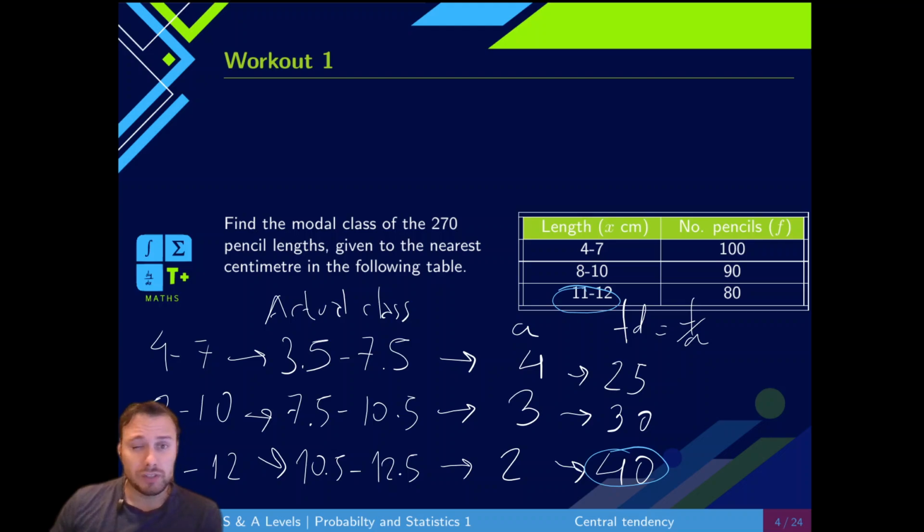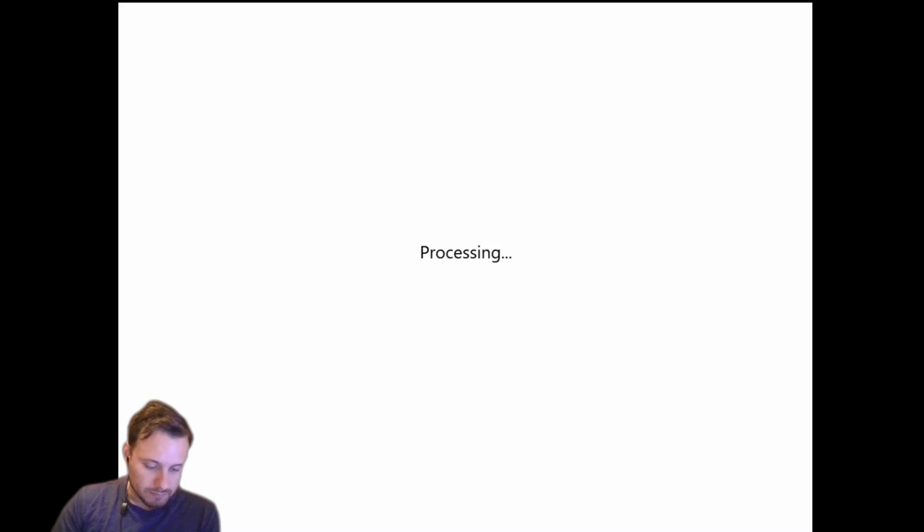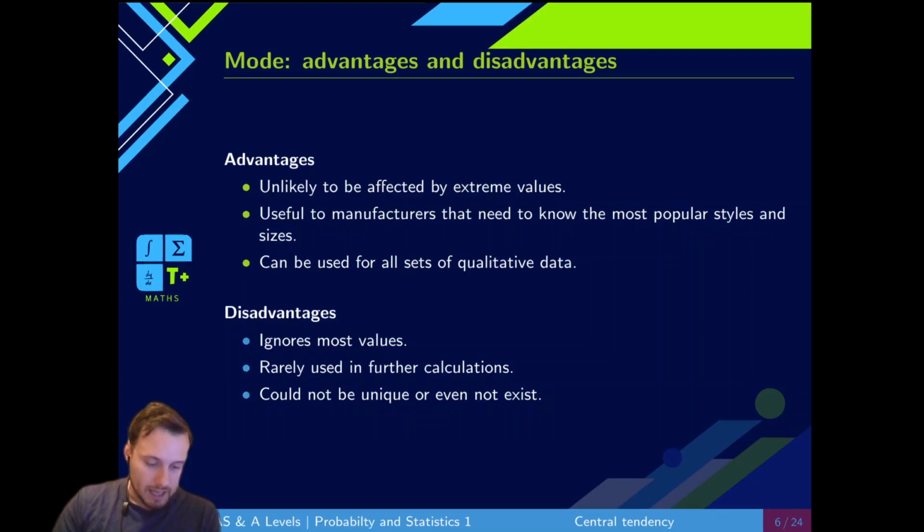The last thing we need to consider about all three measures of central tendency that we're going to be working with is both the advantages and the disadvantages. This is because we're going to use one or the other depending on the scenario. So about the mode, what can we say? We can say that the mode is unlikely to be affected by extreme values.